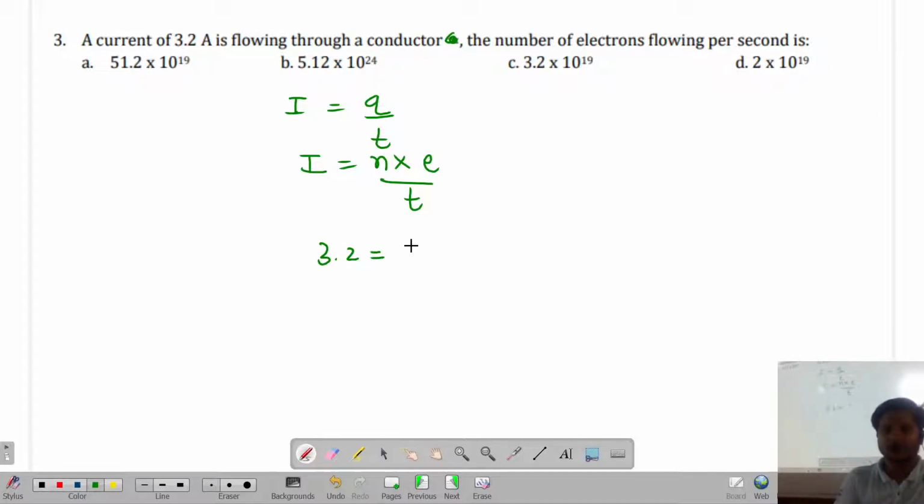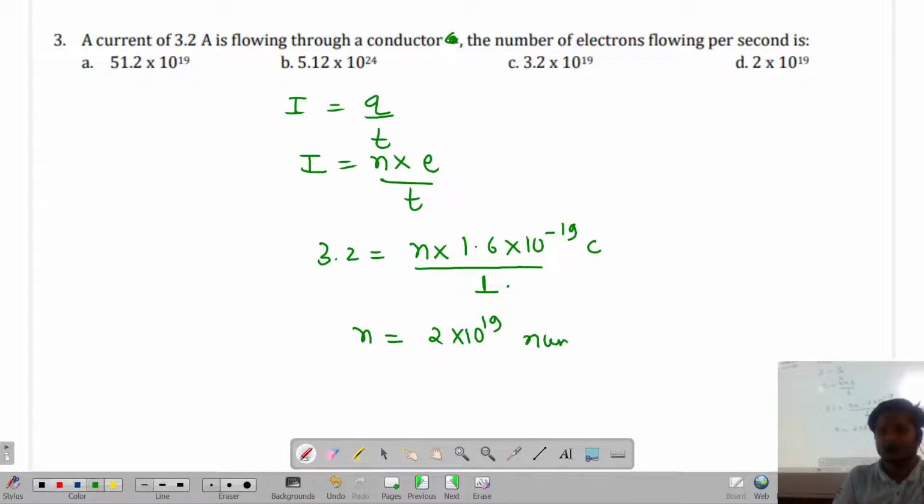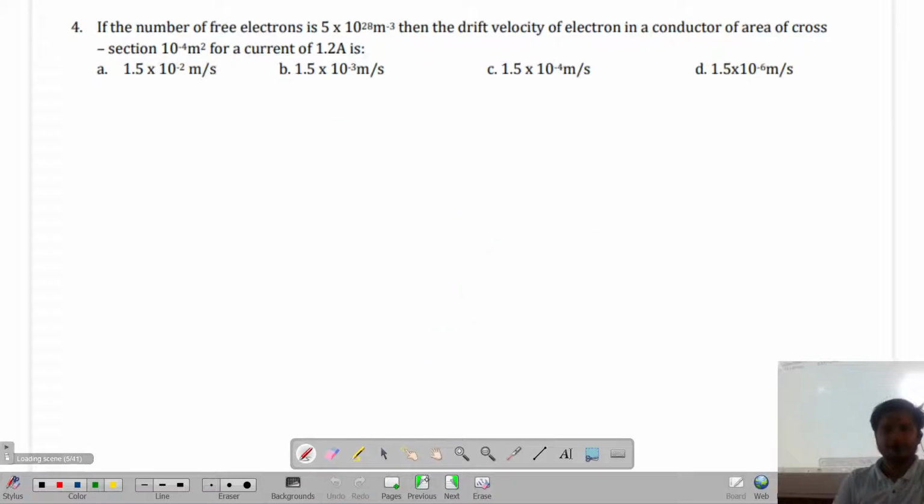So 3.2 is equal to number of electrons into charge of one electron, that is 1.6 into 10 to the power of minus 19 coulomb. Time is 1 second. If you put it, you get N is equal to 2 into 10 to the power of 19 electrons. Are you able to get me now? Option D is correct. How many guys have done correct? Good. It's increasing. Can I move to next question?